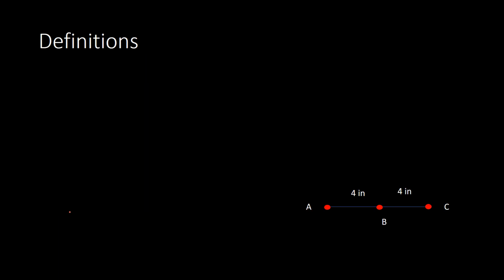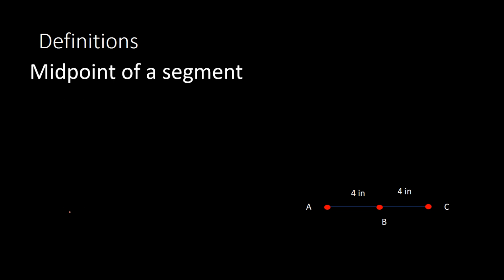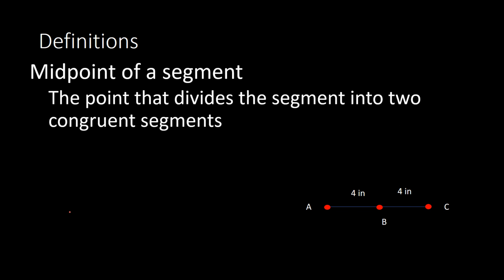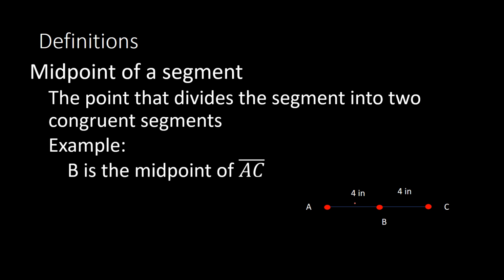There are a couple more definitions that you need to know as we conclude this lesson. The next definition is the word midpoint. The midpoint of a segment is the point that divides the segment into two congruent segments. So here we see an example where we have segment AC, and notice point B is in the middle. Okay, it's in the middle because it is creating two congruent sides, two congruent lengths. AB is 4 inches, BC is also 4 inches, so B has to be in the middle. So B, we would say, is the midpoint of that segment, of segment AC.